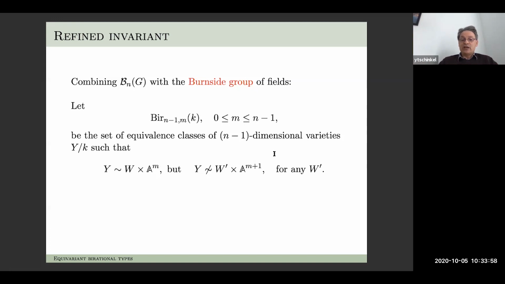So there is no G action on these Y's. And then the invariant for the G action is going to be like this. You're going to take a direct sum over all m from 0 up to n minus 1. And then we have a direct sum over all such equivalence classes. And then the entry is an element in the group B_{m+1}(G).